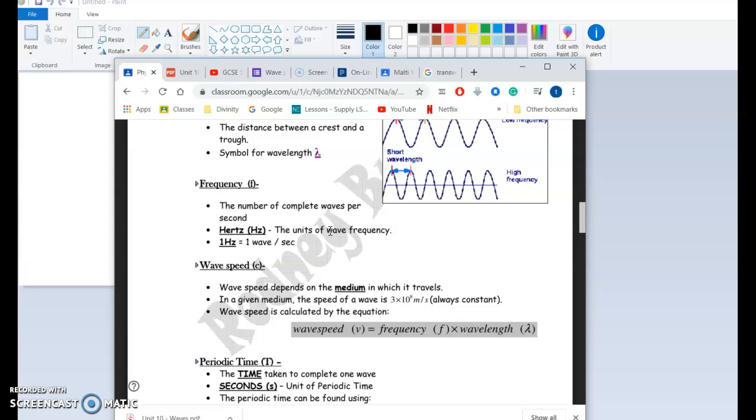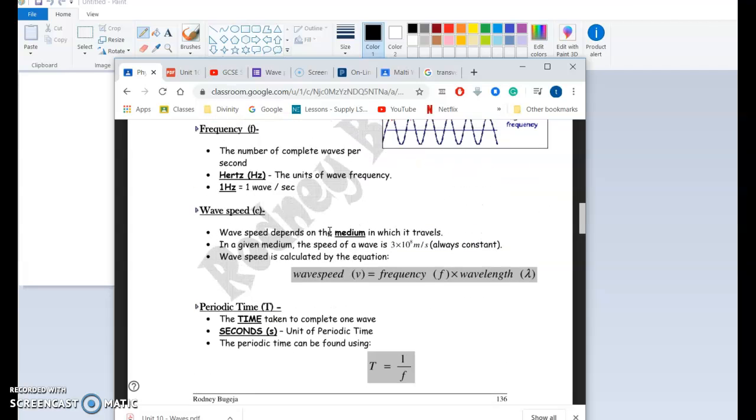Now, the frequency is the number of complete waves per second. Hertz is the unit of wave frequency. So 1 hertz is equal to 1 wave per second. Don't worry about this for now.